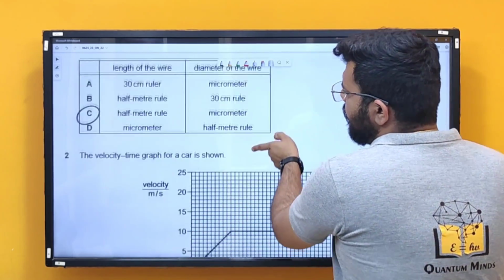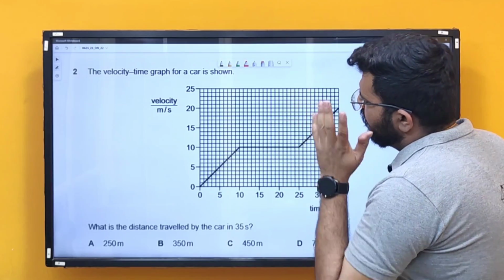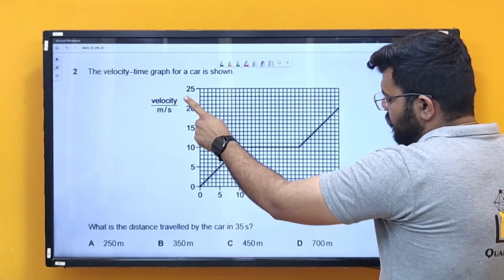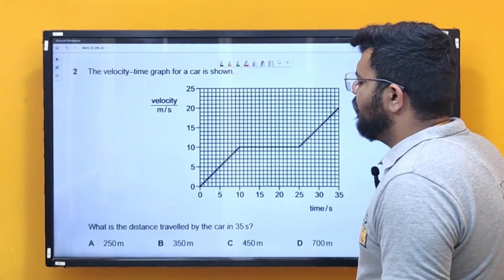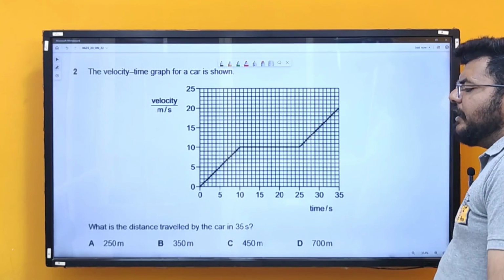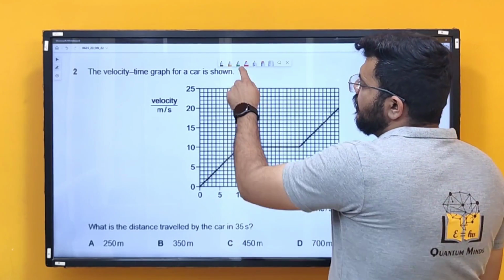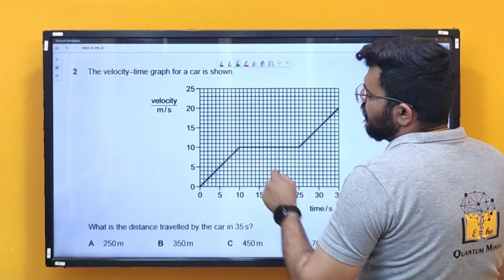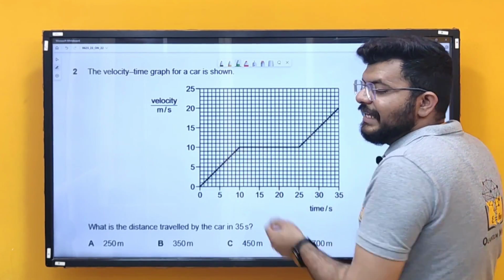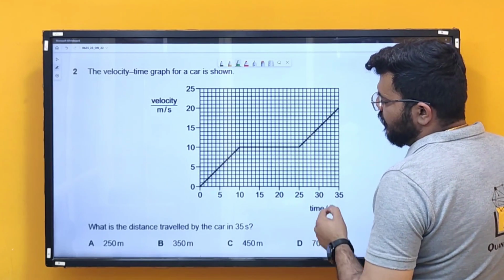Then we have question number 2. A velocity time graph for a car is shown, velocity is in meters per second, time is in seconds. What is the distance traveled by the car in 35 seconds? Now the graph is given for 35 seconds. We need to find the distance traveled from a speed time or velocity time graph. The area is the distance traveled. Therefore, let's find out the area.